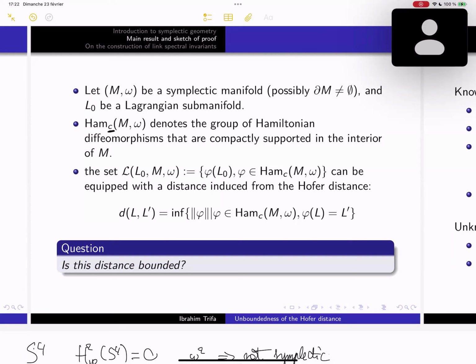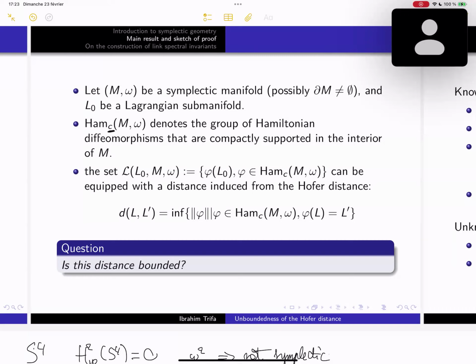And this set can be equipped with a distance induced by the Hofer distance that we define as d of L, L prime is equal to the infimum of the Hofer norm of phi mapping L to L prime.